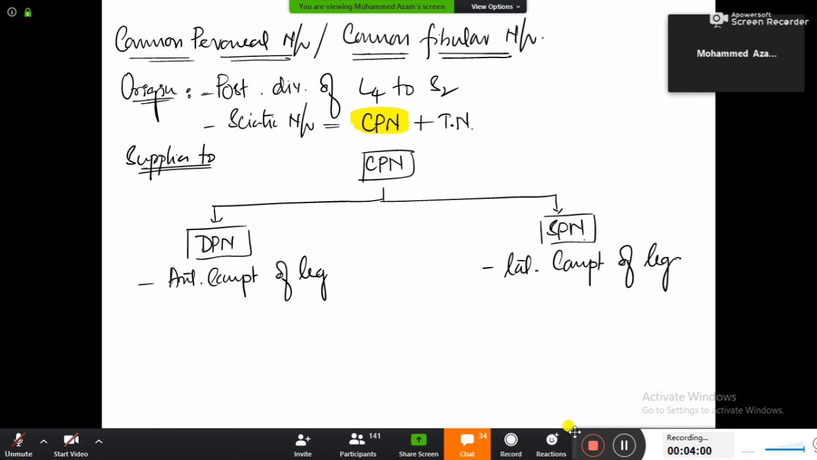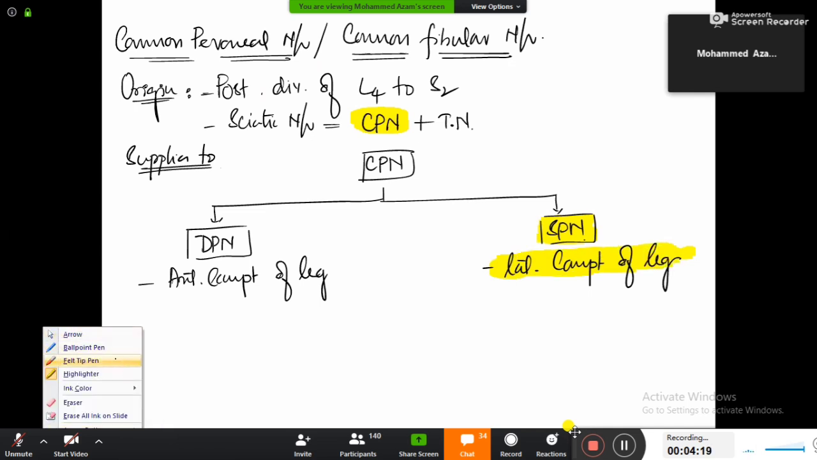So till here already we know very well. And now the only thing that we need to learn is about the muscles right now, guys. So let us learn about the muscles. And first we are going to learn about superficial peroneal nerve. See, superficial peroneal nerve will be supplying to all the muscles present in the lateral compartment of the leg. What are the muscles? Only two muscles, guys. Only and only two muscles.